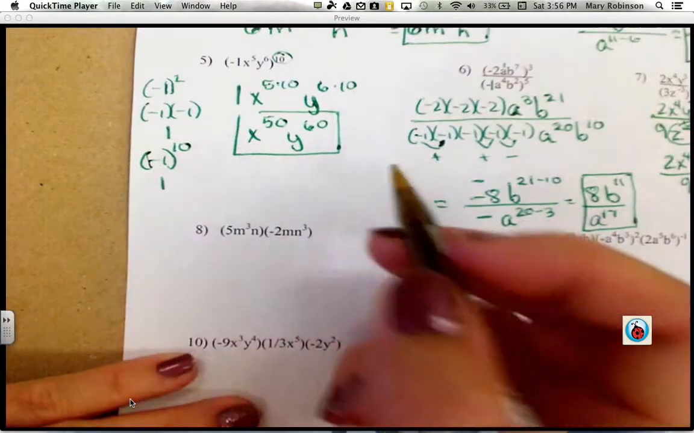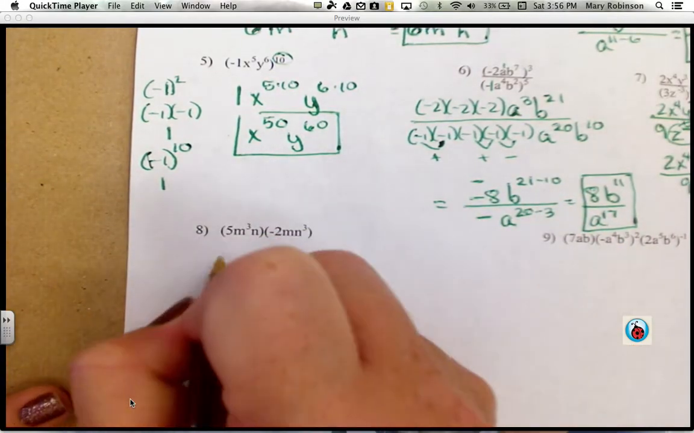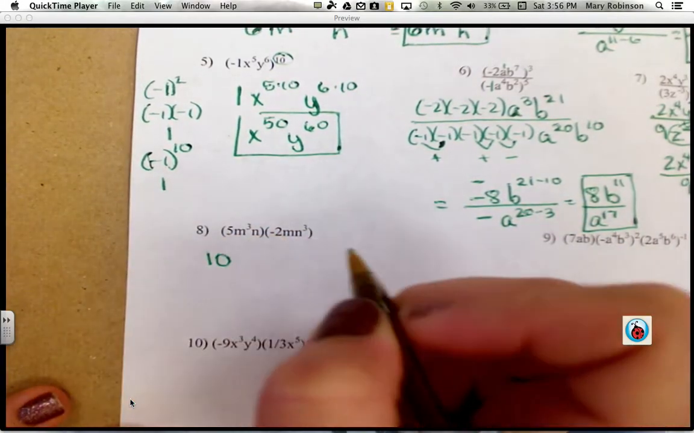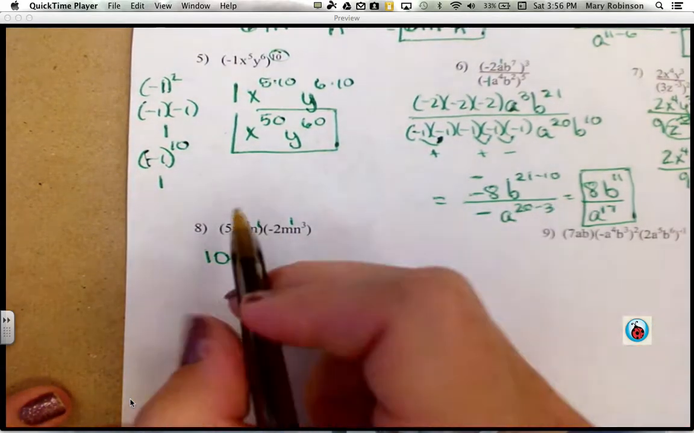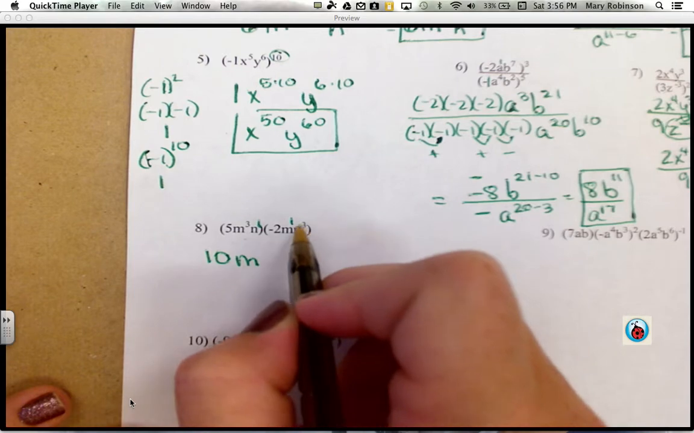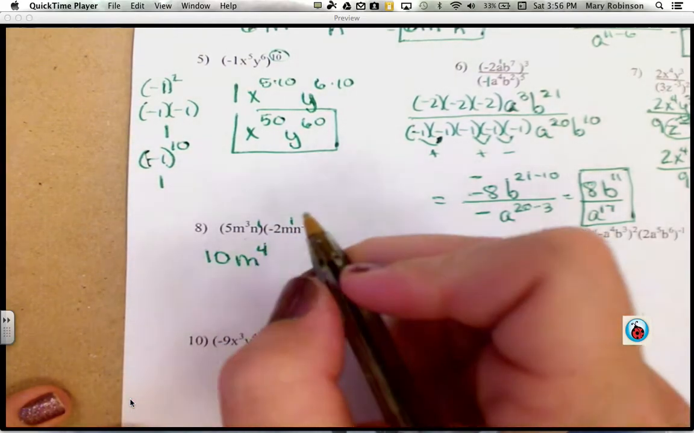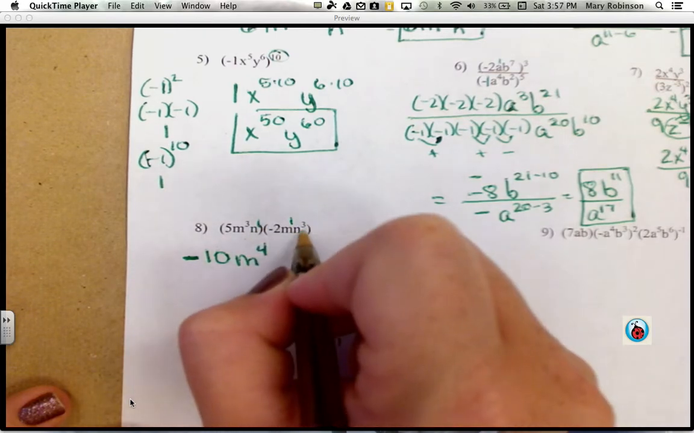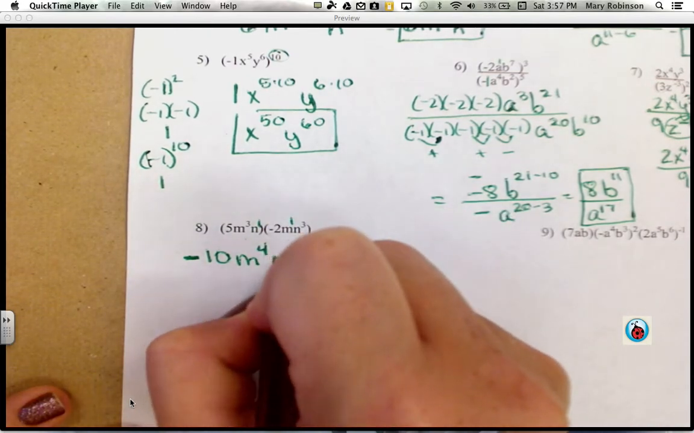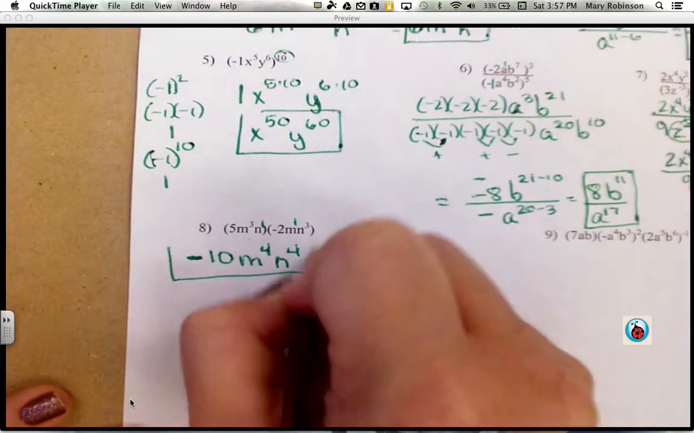Moving on to number 8, we've got 5 times negative 2, which would give us a positive 10. We are going to add our exponents, so m cubed times m to the 1st is m to the 4th. Oh, forgot my negative, sorry about that. And n to the 1st times n cubed is n to the 4th as well. And there's nothing further to do there.